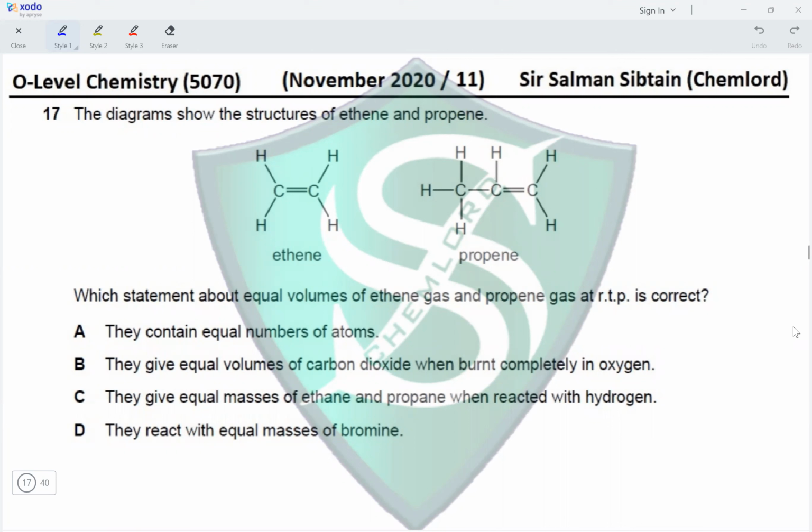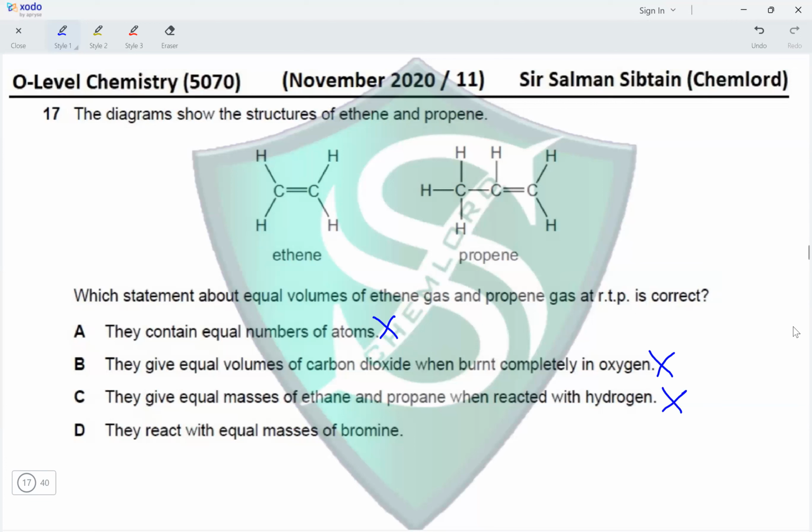B. They give equal volumes of carbon dioxide when burnt completely in oxygen? No. Propene would give a higher amount of carbon dioxide because it has a greater number of carbon atoms present. C. They give equal masses of ethane and propane when reacted with hydrogen? No. Propane will produce a greater mass because it has got a higher Mr.